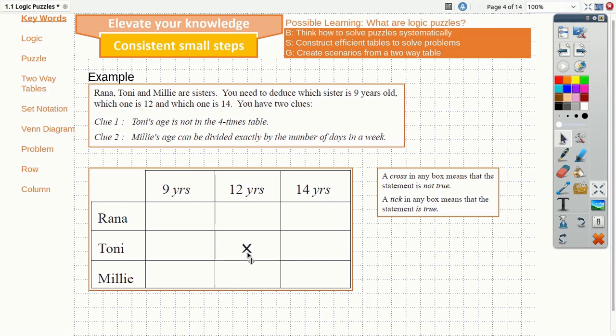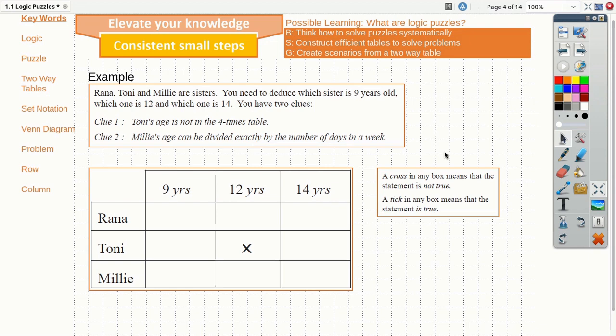Even though I've put a cross in this box, I do not know whether Tony is 14 years or 9 years based on clue number 1, because both of those numbers are not in the 4 times table. So I can't put a tick in any of these boxes, or put another cross at the minute. I'm now going to use clue number 2 to fill out the rest of the table.